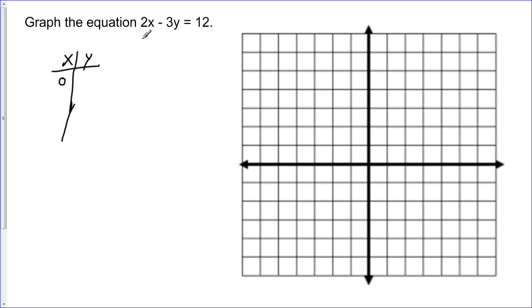If x equals 0, we have 2 times 0 minus 3y equals 12. That means that negative 3y equals 12, because 2 times 0 is 0. Negative 3 times what equals 12? Negative 3 times negative 4. So if x equals 0, y is negative 4. So we have 1 point on the line, (0, negative 4), right there.